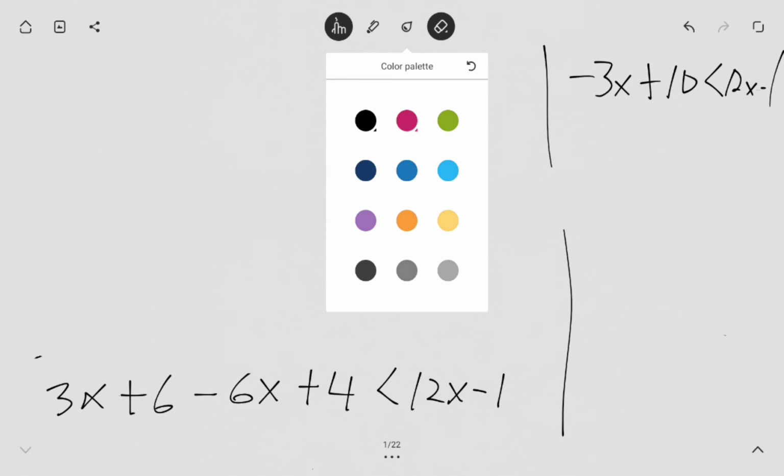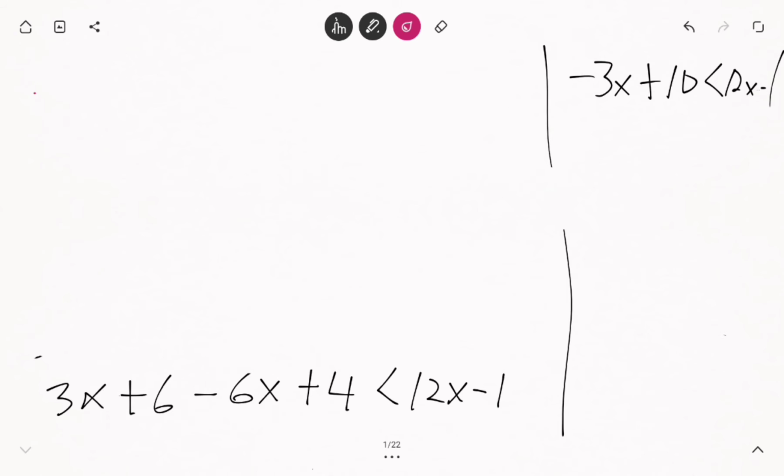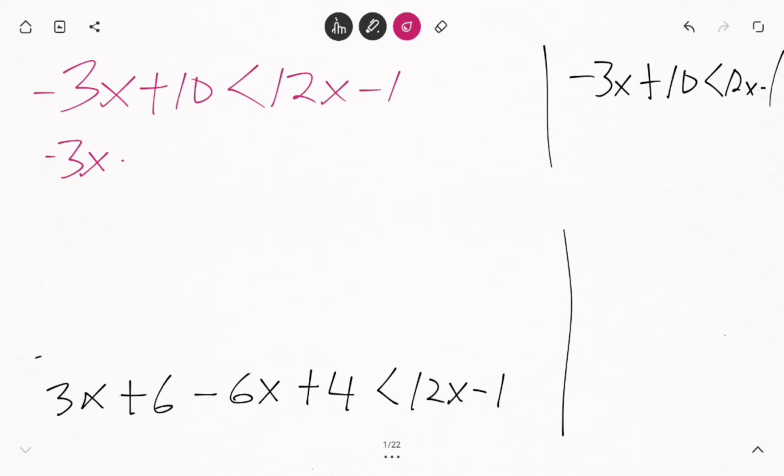So using a different color to continue, from here we have negative 3x plus 10 is less than 12x minus 1. So from here we need to group like terms. In grouping like terms, I'm going to maintain my negative 3x here. I bring my 12x to this side, it becomes negative 12x less than my negative 1 is here.